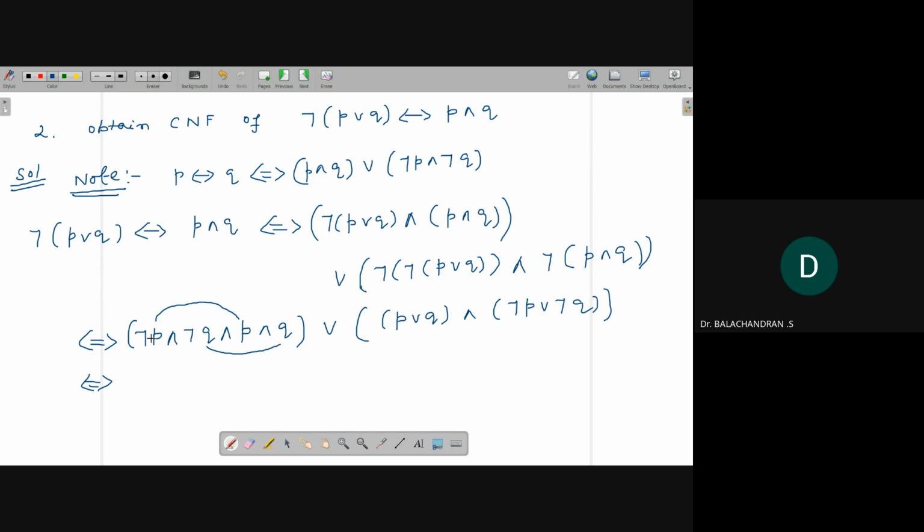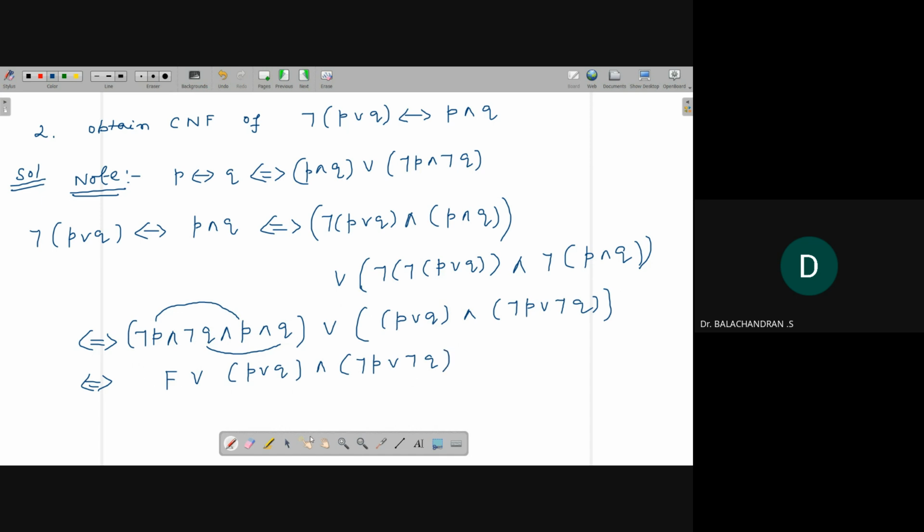P and negation P is false. Similarly, Q and negation Q is what? False. False and false is false. So totally this is false. From this I get only false, or P or Q and negation P or negation Q.